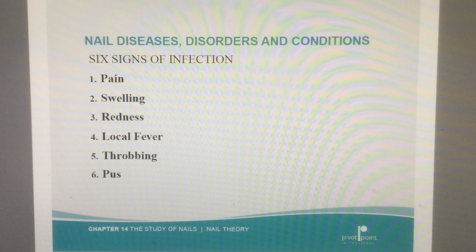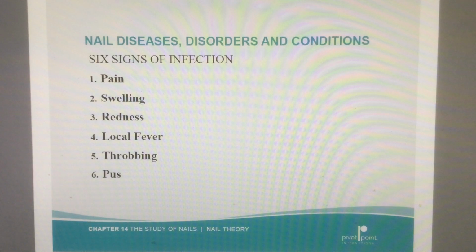So if the client is complaining of any pain, it's usually associated with any form of inflammation. Any swelling is going to cause pain. Redness means that it's irritated. Local fever, it's going to be hot to the touch or warm to the touch. Throbbing, if your client is feeling any form of throbbing, that means that there is some form of trauma there that is causing it to pulsate.